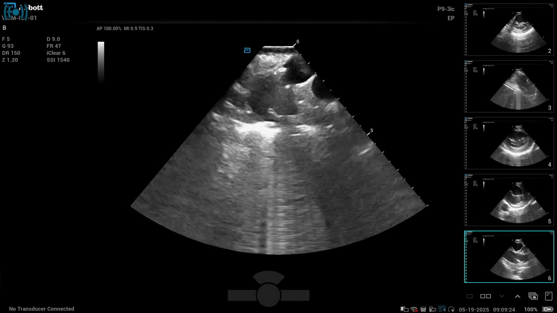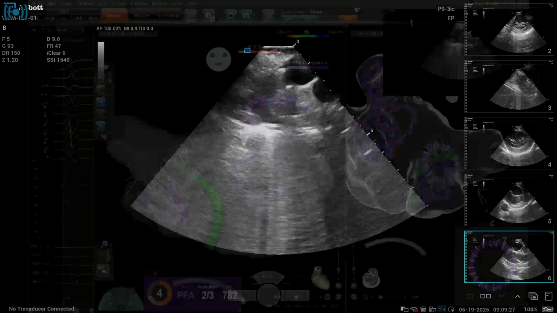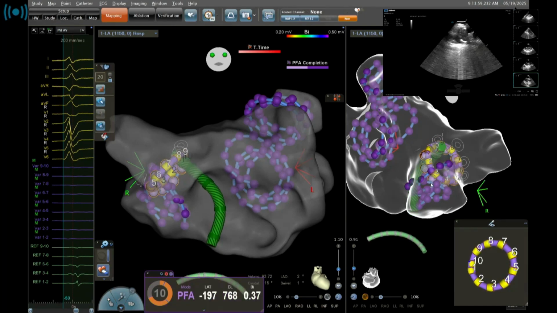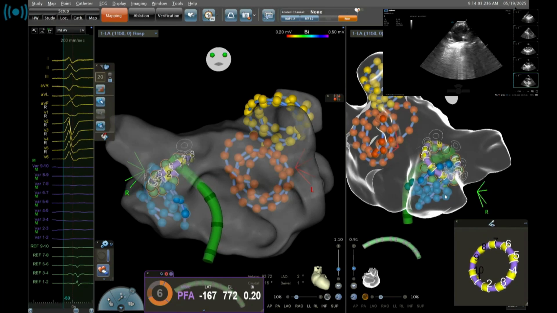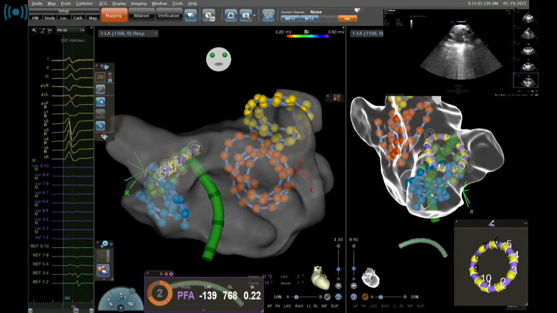Okay. Now we are very, very close. Perfect. You have to go probably higher. Go. I rotate and now you can go.